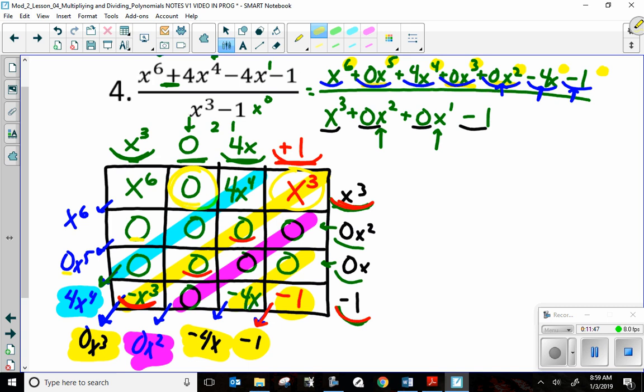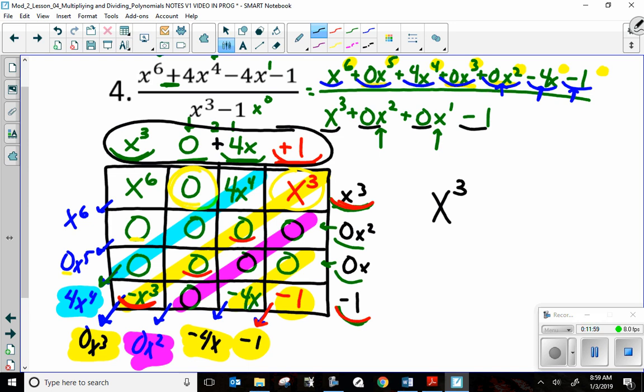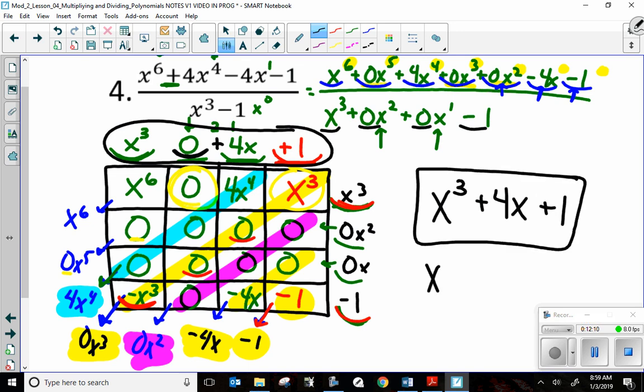It's nice. It's beautiful. So what's my answer? What's my quotient, which is the answer to a division problem? It's this right here. Okay, that's a positive 4x. So let's write it nice and neat. I have x cubed. In my answer, I do not have to put 0x squared. You can if you want. But then I have plus 4x plus 1. That is correct. If you wanted to put x cubed plus 0x squared plus 4x plus 1, that's fine.